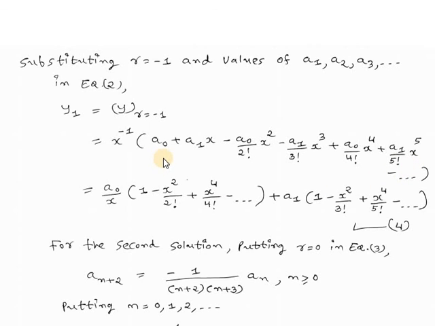Now taking a0 common from these three terms: the first term is a0, then the second term is minus a0 divided by 2 factorial into x square, and the third a0 term is a0 divided by 4 factorial into x raised to 4. So taking a0 common from these three terms, we will get a0 divided by x in bracket 1 minus x square divided by 2 factorial plus x raised to 4 divided by 4 factorial minus so on. Now taking a1 common from these terms, we will get a1 in bracket 1 minus x square divided by 3 factorial plus x raised to 4 divided by 5 factorial minus so on. So suppose this is equation number 4.